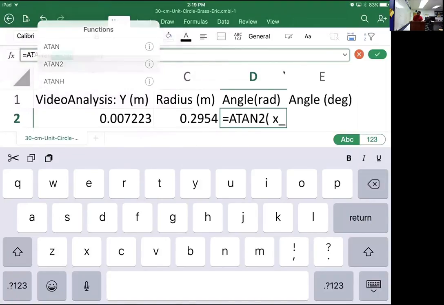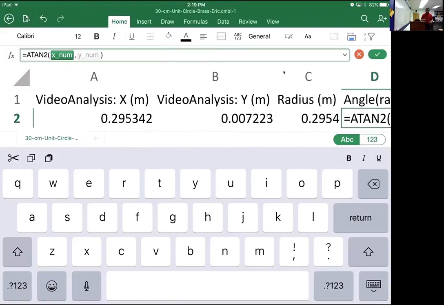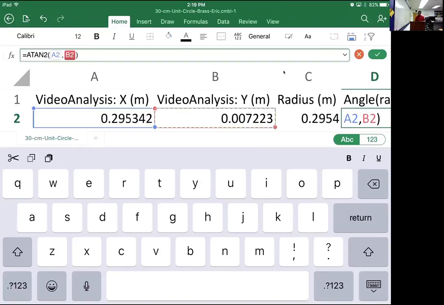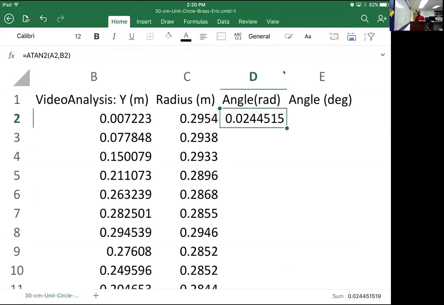So I'm just going to go back, select arctan2, and with my arctan2, I'm going to select my x number, and x is right here. It's A2. So we have A2 that we're going to select in place of x num. Now you have your y num. So you see video analysis y, that's our y num. Yes. So angle in radians, that's the first angle in radians, okay?